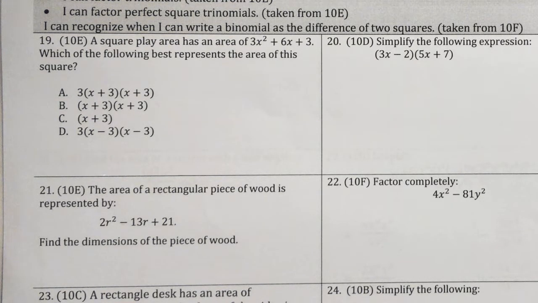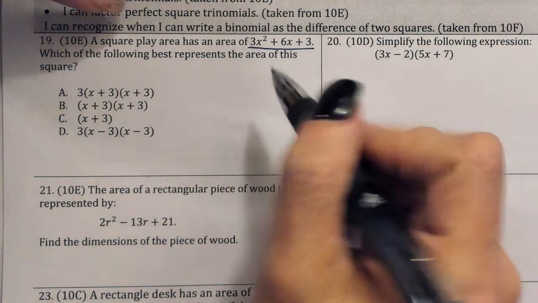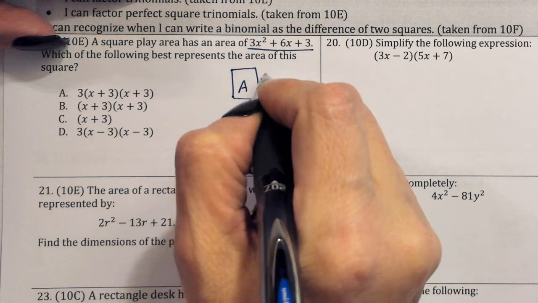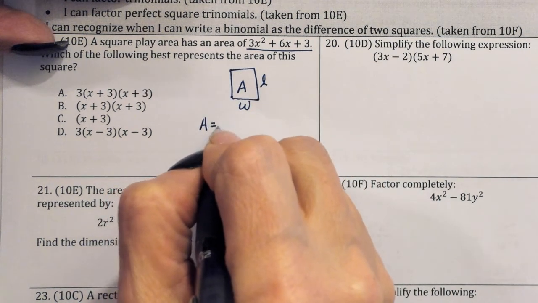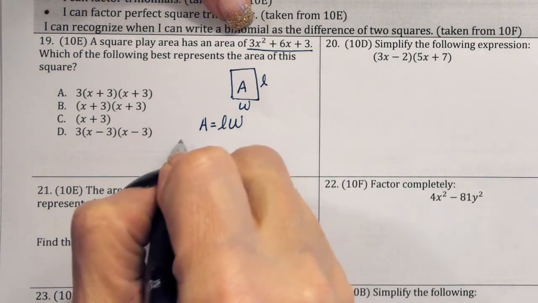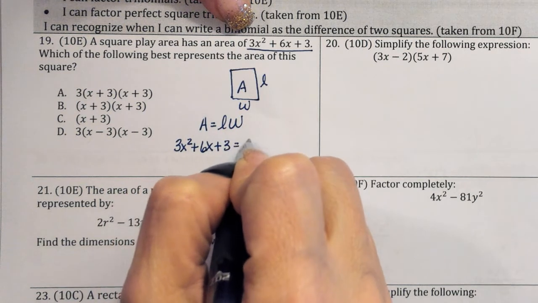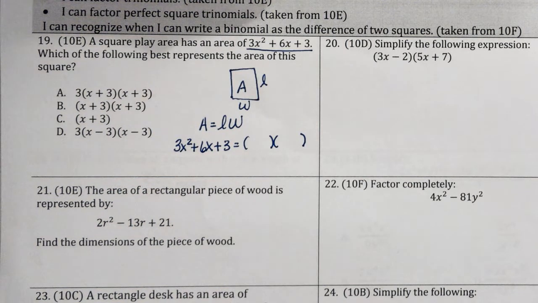So a square play area has an area of 3x squared plus 6x plus 3. Which of the following best represents the area of this square? Okay, this is actually not too hard of one. If I have a square and I know the area is length times width, right? So area equals length times width. If the area is 3x squared plus 6x plus 3, then I want to know what is the length and the width. Well, remember, all we got to do is factor this.